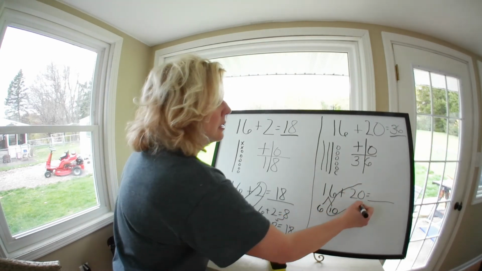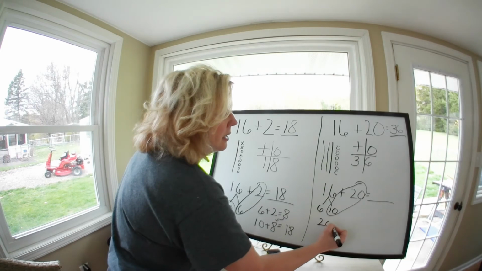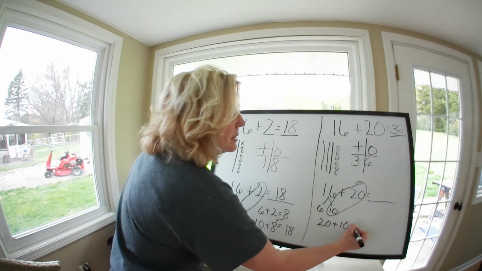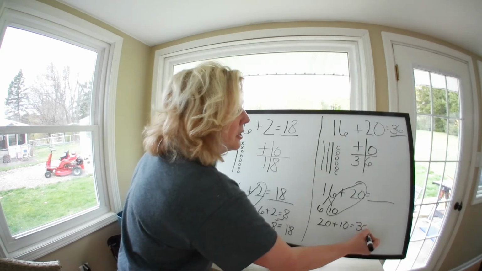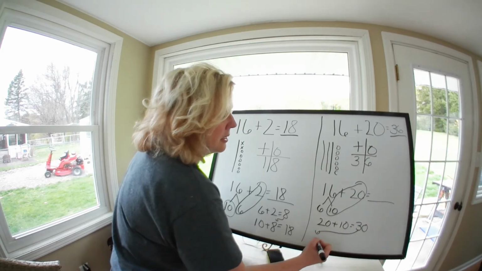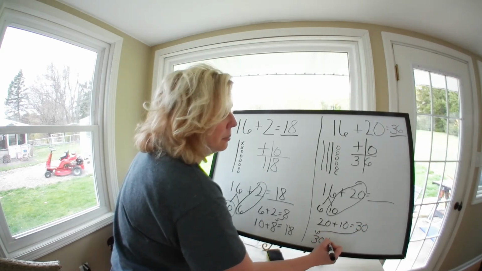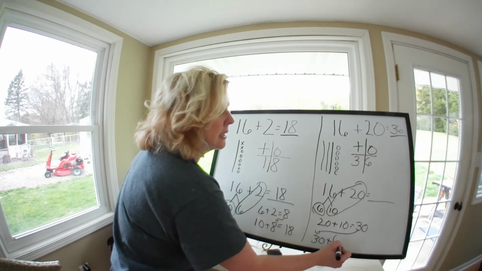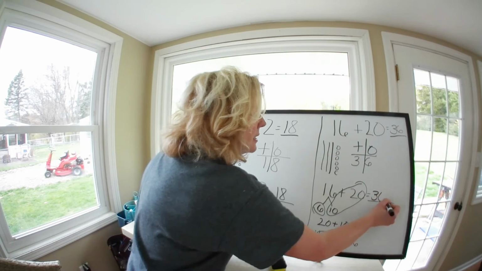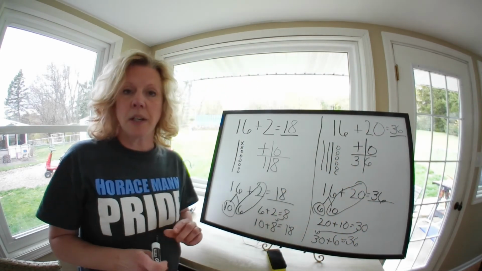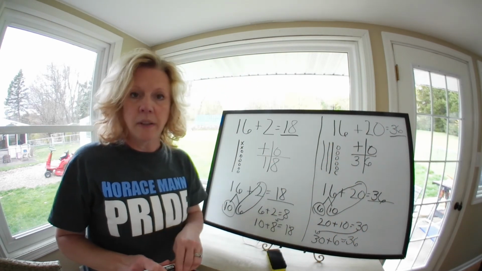Now I'm going to be circling 20 plus 10. So basically I'm saying 2 tens plus 1 ten equals 3 tens or 30. And then I'm going to bring that 30 down. I'm going to say 30 plus the number I didn't use, which is 6, equals 36. And you'll see I came up with the same answer as I did up above.